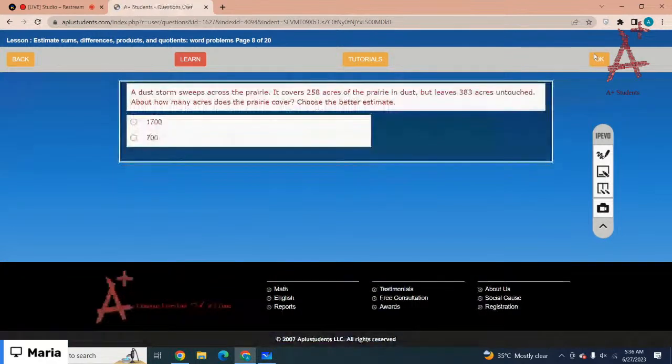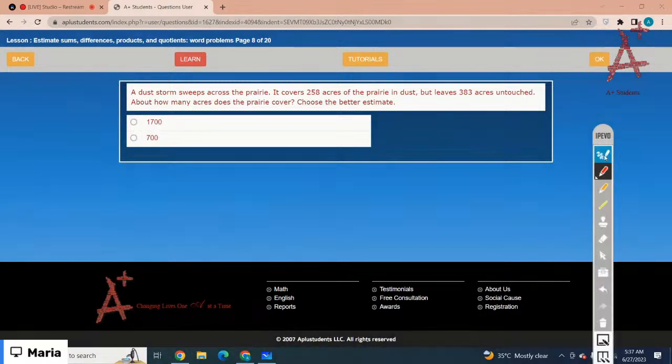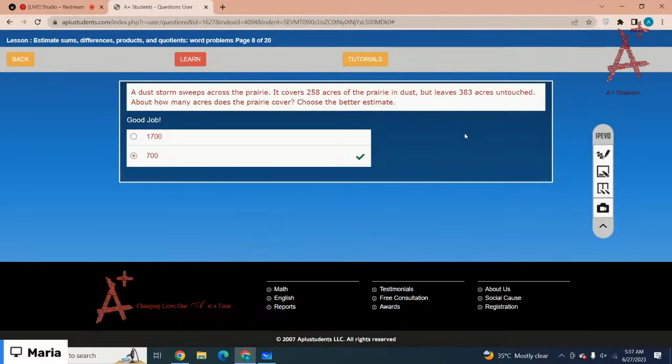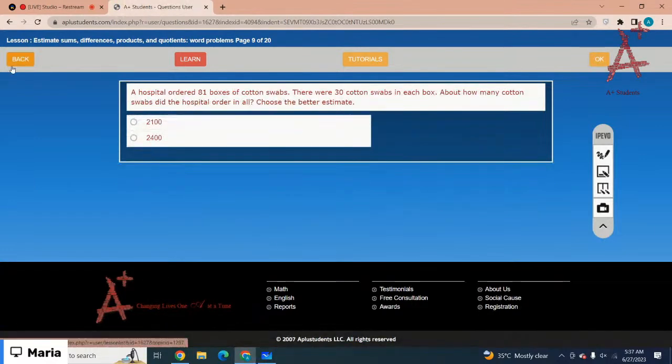A dust storm sweeps across the prairie. It covers 258 acres of the prairie in dust but leaves 383 acres untouched. How many acres does the prairie cover? You have to add 258 plus 383 and round off as well. It would be rounded off to 300. It would be rounded off to 400. That means the total is 700. Got it? So the correct option is 700. Okay, you can complete the rest by yourself later today.